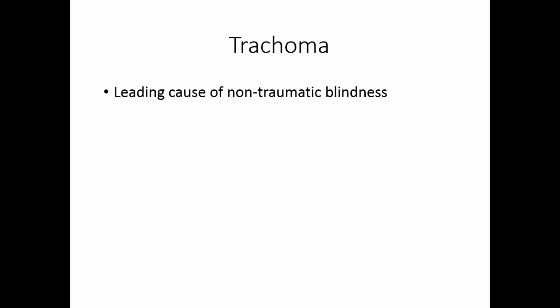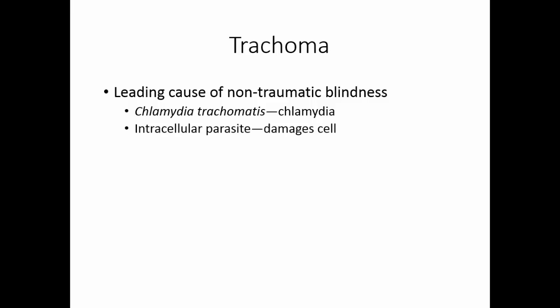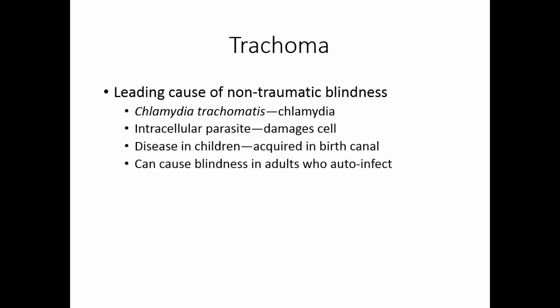Trachoma is the leading cause of non-traumatic blindness. This is caused by a chlamydia, Chlamydia trachomatis. Chlamydia are obligate intracellular parasites. They damage the cell in which they live. In children, this disease is typically acquired through the birth canal. Chlamydia is a common venereal disease. It can cause blindness in adults who auto-infect, that is, they have a genital form of chlamydia and they manage to get it to their eyes.